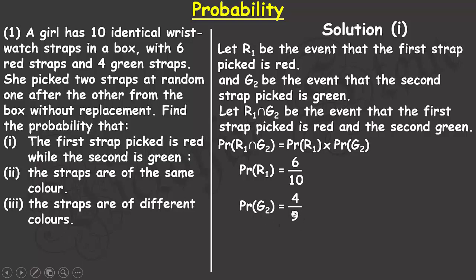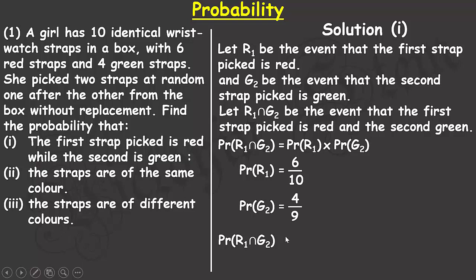depreciated. I don't know if you have noticed. The reason is because after picking a red strap, the probability is without replacement. So before she will pick the second strap, the first strap that has been picked will not be replaced. And so since it's not replaced, the total number of straps will have depreciated by 1, and then she will be left with 9 straps in total in the box after the first strap has been picked.